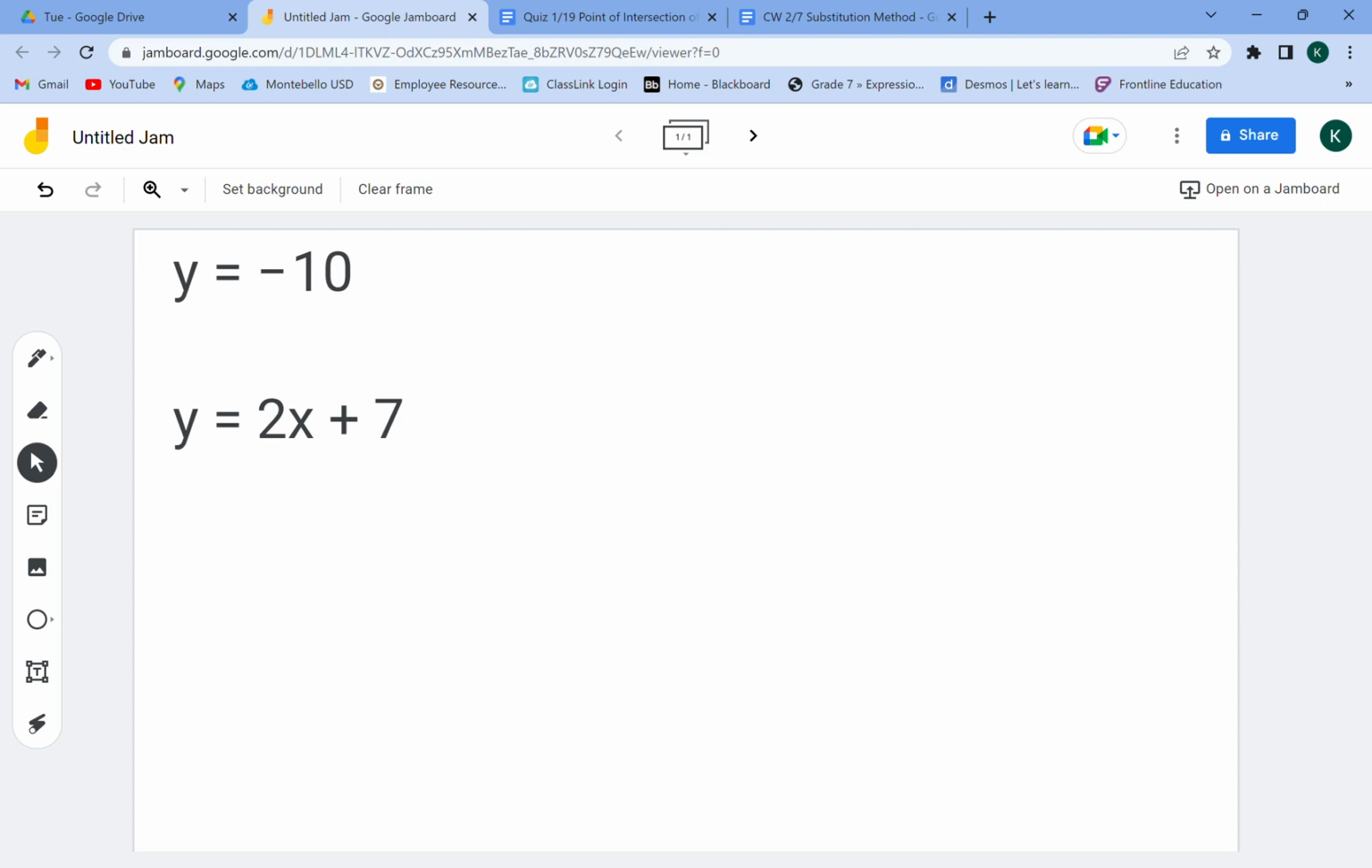Okay, so what we want to do is solve a system of linear equations. Notice here that you have one linear equation here and another one here. What we're going to do is use the substitution method. Why is it called substitution? It's because you're taking one thing and substituting it with something else. That way you're able to solve it.